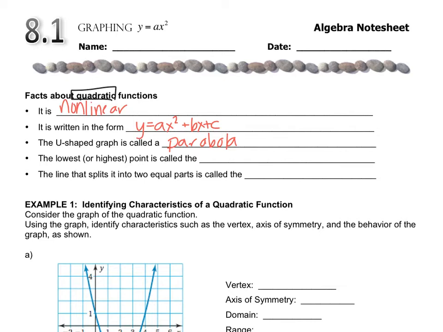The lowest point or the highest point, you'll see different examples of the parabola, is called a vertex, which is a word that you already know. And then there's a line that goes through the middle of the parabola, which we'll look at in a moment, and it goes right down the vertex, and it's called the axis of symmetry.